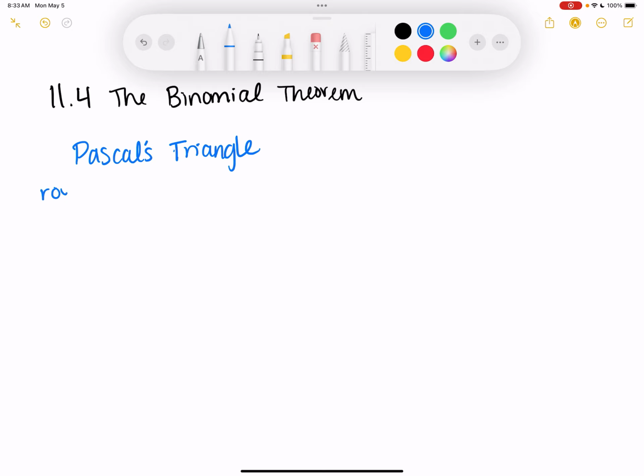I'm probably going to go down to row 5, maybe row 6, but row 0 is 1. Row 1 is 1, 1. Row 2 is 1. Then we start from here adding. So the only ones you have to out and out memorize are row 0 and row 1. So then this is 2. We add these numbers together and then 1 there.